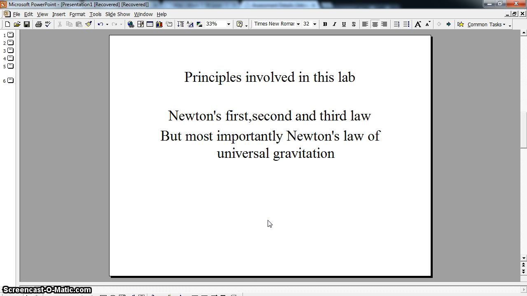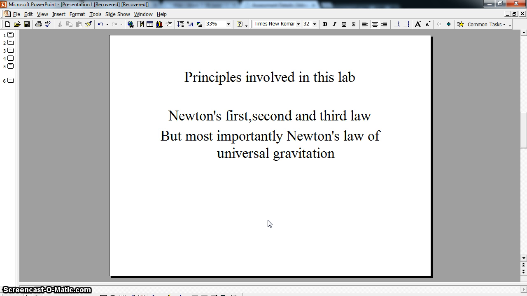So let's just go over the principles involved in this lab. There's Newton's first law, which states that an object will remain at rest or at constant motion unless acted upon by a force. Newton's second law, which states that F net is equal to the difference in momentum divided by the difference in time, or simply F net is equal to mass times acceleration. And Newton's third law, which states that an object A will exert a force on object B, and at the same time object B will exert a force on object A, or simply put, FA is equal to negative FB.